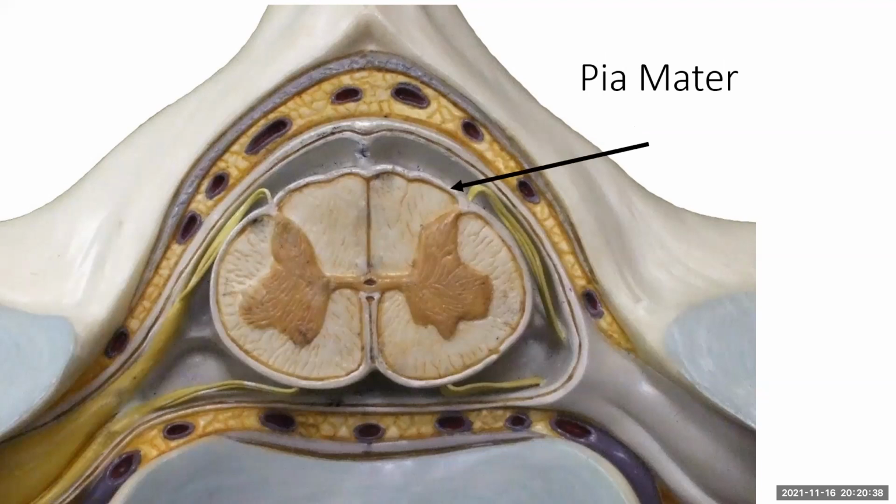Now the pia mater is the thinnest layer of the spinal meninges here, and it adheres to all the surfaces and all the nooks and crannies here of the spinal cord. It directly covers the spinal cord itself.